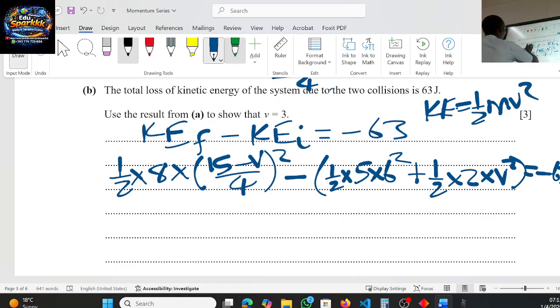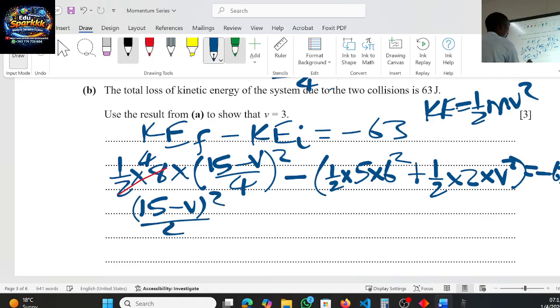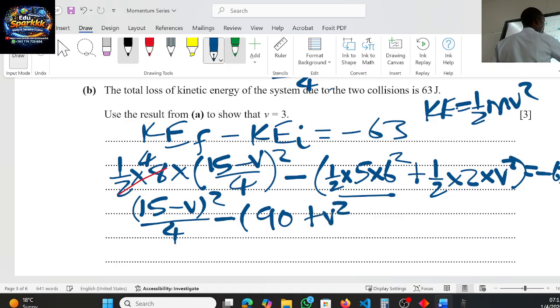So when we simplify, here we cancel and have a 4. And remember, when we square, one of the 4's will remain. So it will be (15 minus v) all squared over 4 minus, so let's check what happens inside the brackets. Inside the brackets, I'll be having 6 squared, 36 times 5, that's 180 over 2. That will give us 90. That's this part. And there, when we simplify, it's plus v squared, because these two will cancel. And we are saying all this is equal to negative 63.